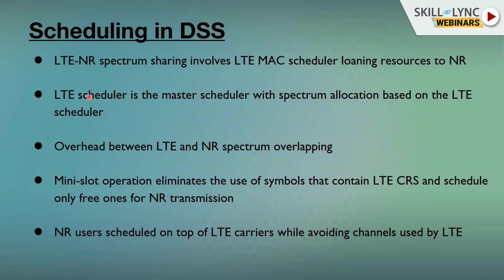We want it to assign resources in a way that it can share those resources between LTE and NR. So mini-slot operation eliminates the use of symbols that contain LTE common reference signals and schedules only free ones for NR transmission. And finally, NR is scheduled on top of LTE carriers while avoiding channels used by LTE.